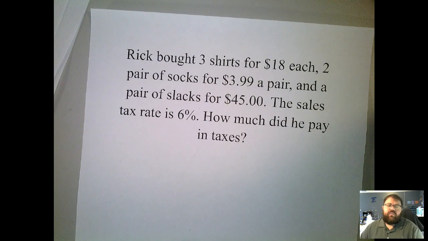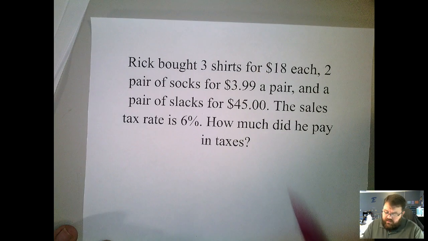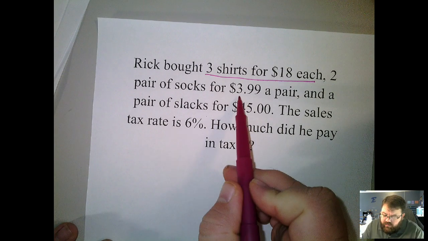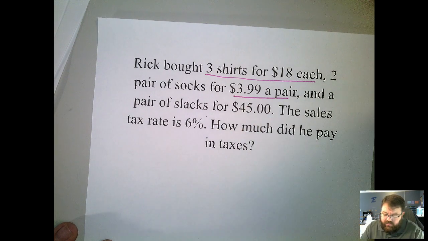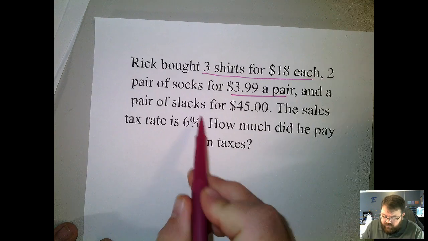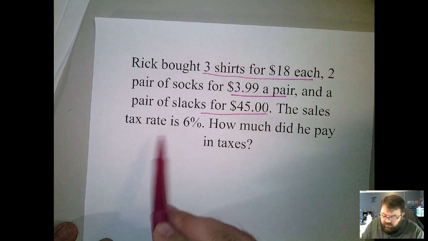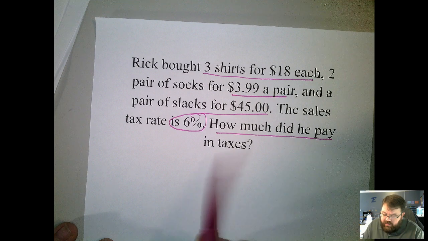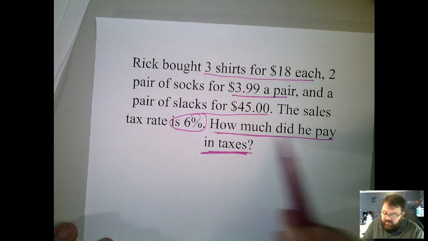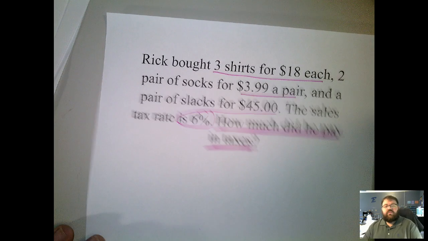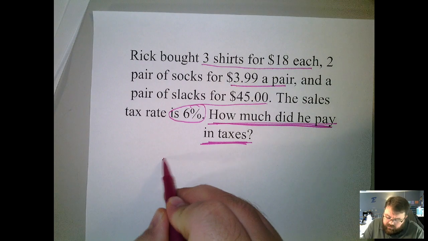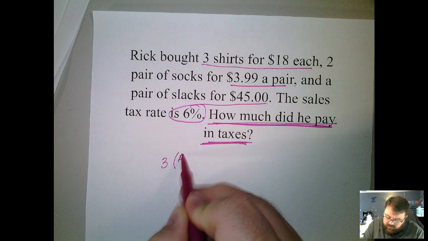All right. Rick bought 3 shirts at $18 a piece, 2 pairs of socks for $3.99 a pair, and a pair of slacks for $45. The sales tax rate is 6%. How much did he pay in taxes? All right, so first we need to figure out how much each of these were, okay? So he has 3 shirts at $18 a piece.